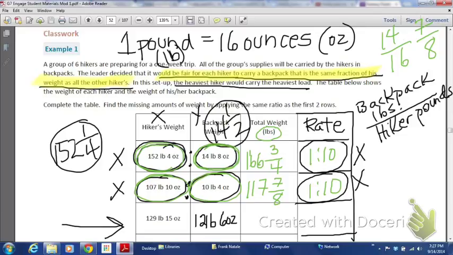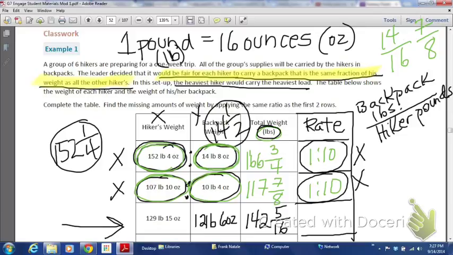Total weight, we just add those together. We add our ounces, we get 21. We can only use 16 of those for another pound. So that is going to be 142 pounds and 5 ounces. 142 pounds, is that right? 5 ounces? Because we had 20, yep. 142 pounds and 5 sixteenths of a pound. Okay, so 142 and 5 sixteenths pounds.